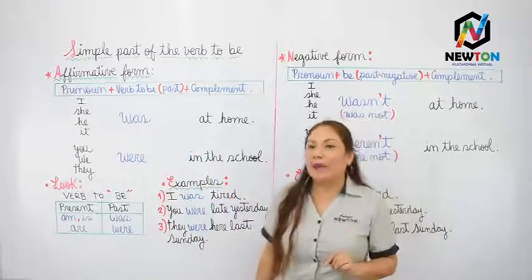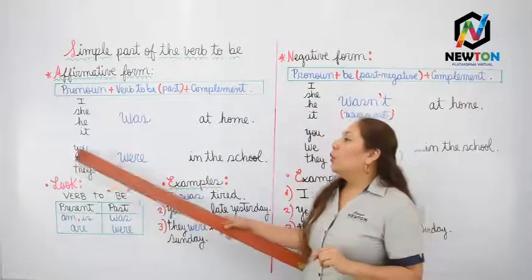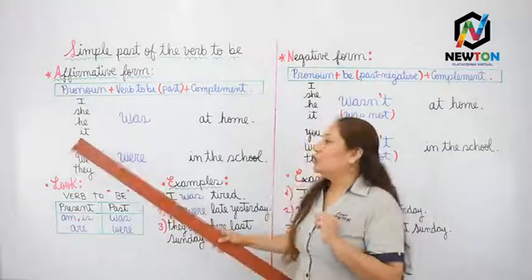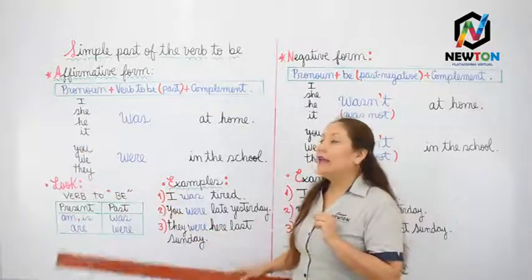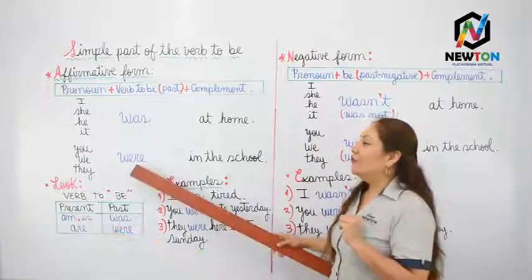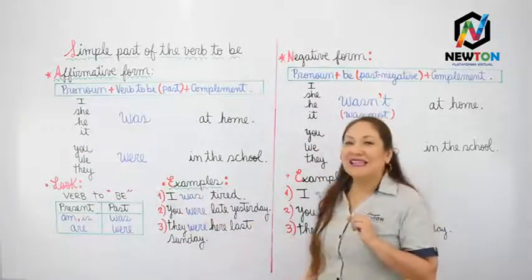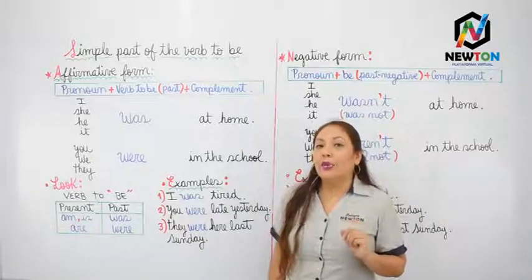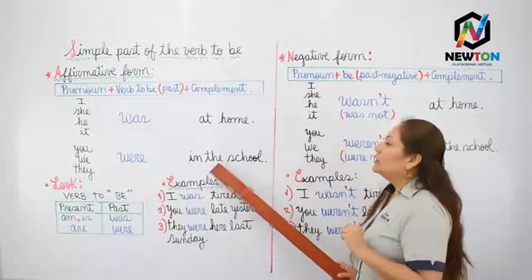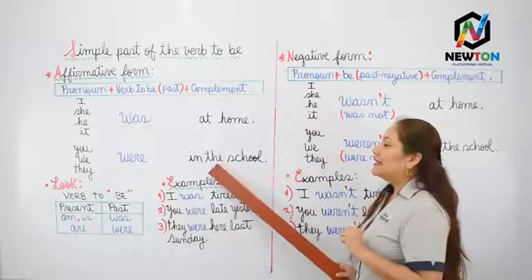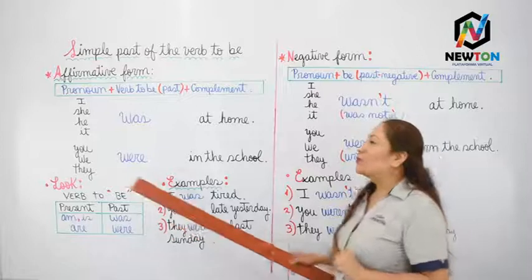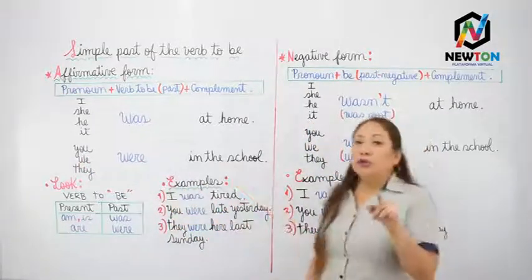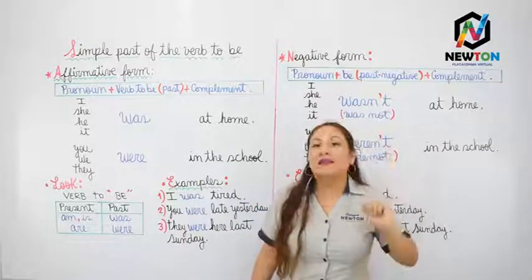Estuvo en casa. Now, with these three pronouns, con estos tres pronombres, you, we, and they, use the verb to be were in past. Vas a usar el verbo to be were en tiempo pasado. And then your complement. In this case, en este caso, in the school. You were in the school. Tú estuviste en el colegio.